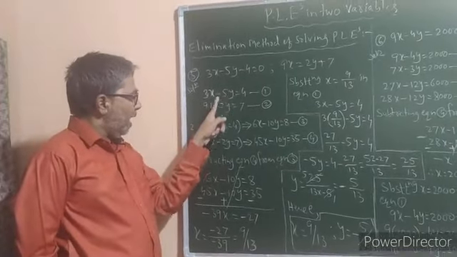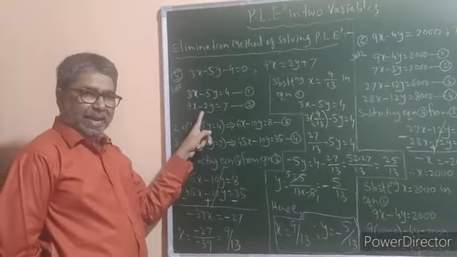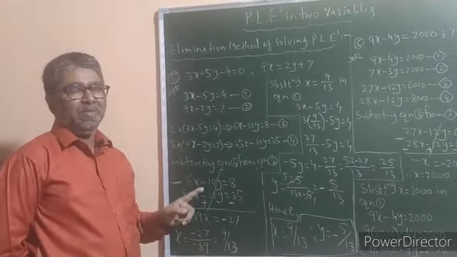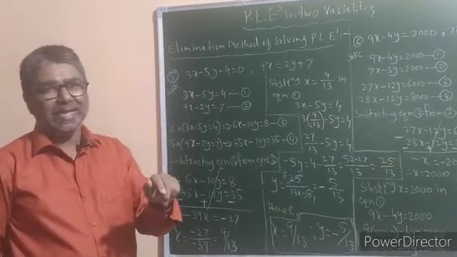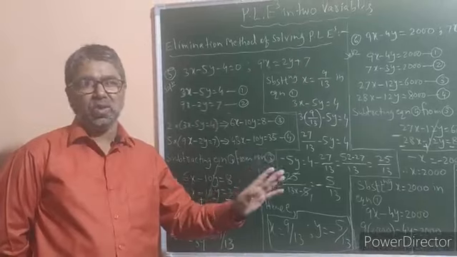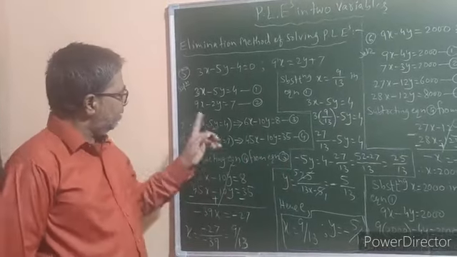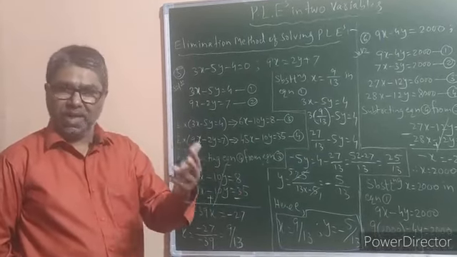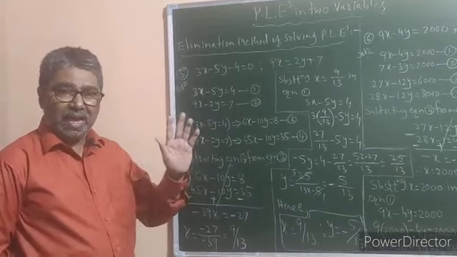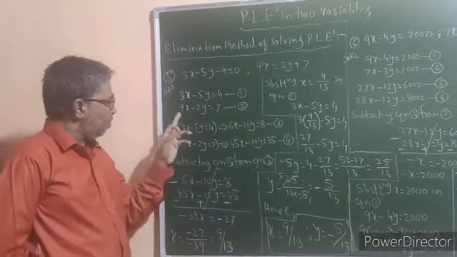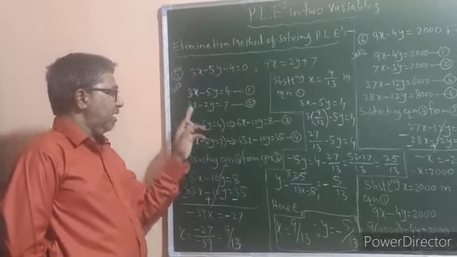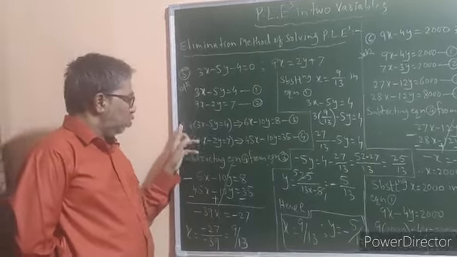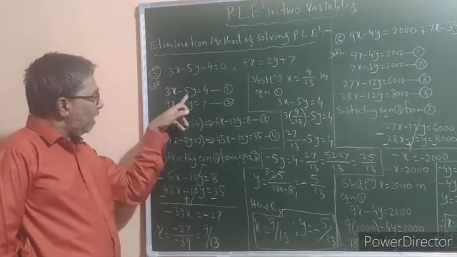Now y has got the same sign and at the same time different coefficients. So if the signs are different, we have to add the equations, as we have seen in case of previous 4 examples. If the signs are same, then obviously we have to subtract one equation from the other to eliminate either x or y. Now before elimination, let us make y's coefficients equal by multiplying equation 1 by 2, this 2, and equation 2 by this 5.